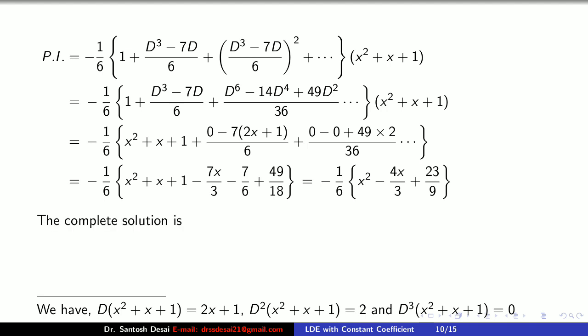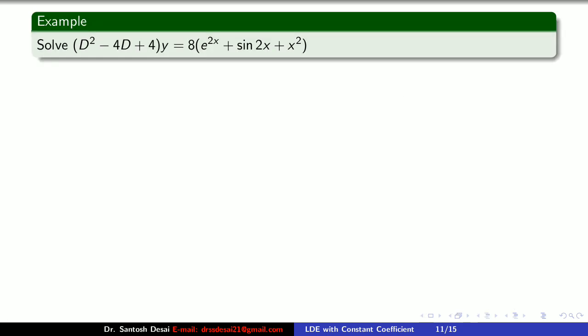And therefore, the complete solution is y is equal to CF first, that is C1 e raised to minus x plus C2 e raised to minus 2x plus C3 e raised to 3x. And then PI, that is minus 1 by 6 into bracket x square minus 4x by 3 plus 23 by 9. Now I hope it is clear. If it is clear, just go for the next example.